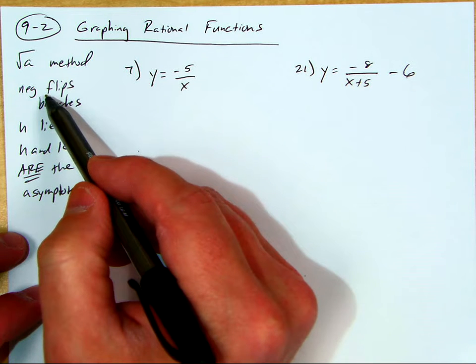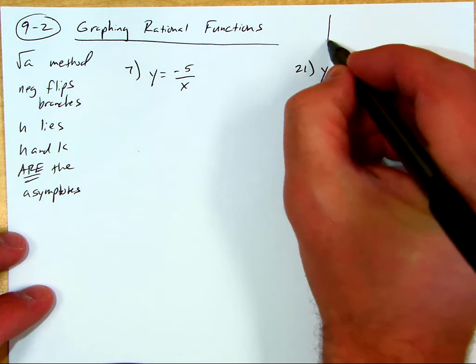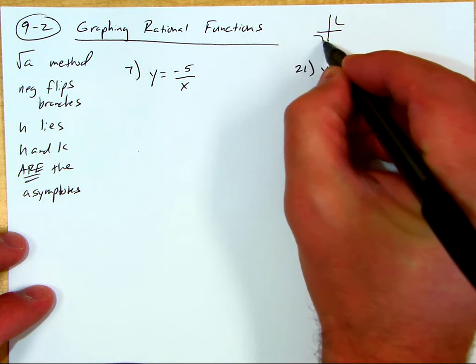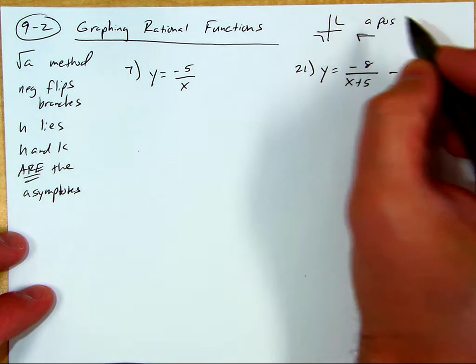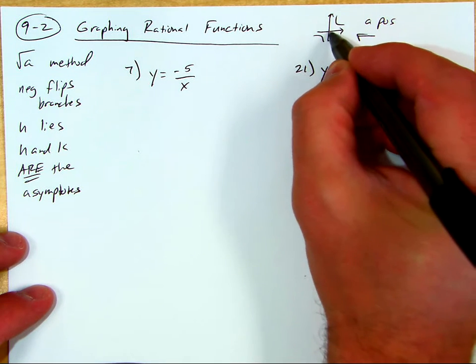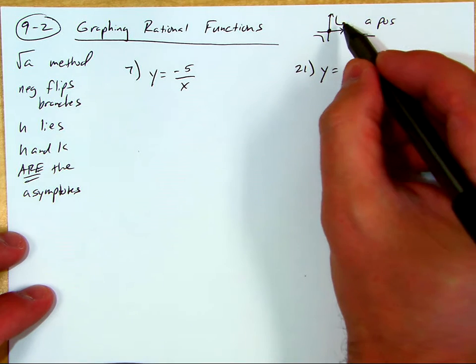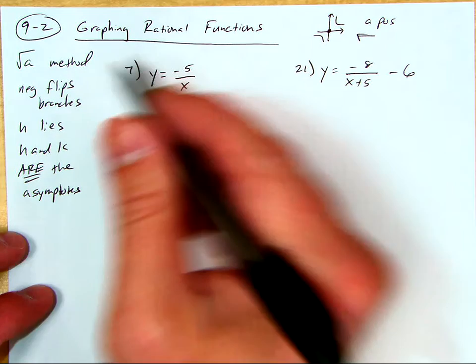Remember, a negative flips the branches. Our normal, if a is positive, the branches go like that. So a positive, that's how the branches are, with this being the origin. Just remember that. If a is positive, it's top right, bottom left.